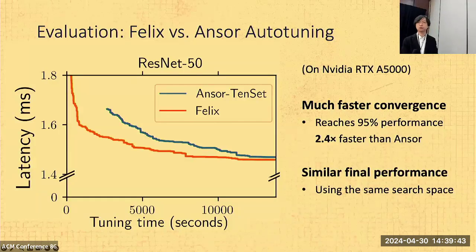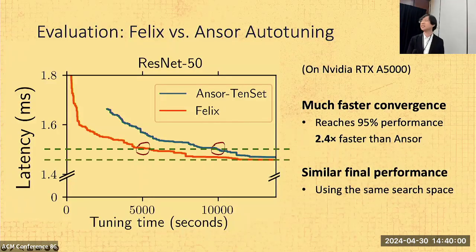Now, comparing to Ansor, we achieve much faster convergence. The way we measure how fast we converge compared to Ansor is this. We take the best performance ever achieved by both frameworks, and then we take 95% of that performance, and that will intersect with both lines. That gives you how much time it takes to get to the 95% of performance level. And that is 2.4 times faster in Felix than Ansor on average.